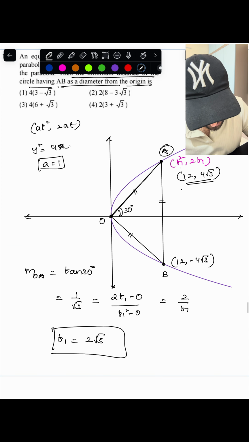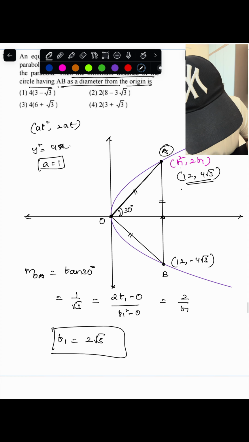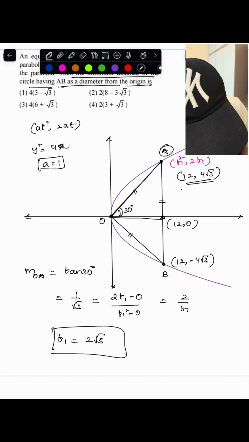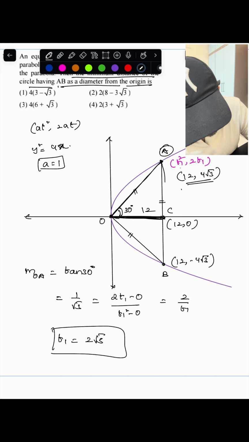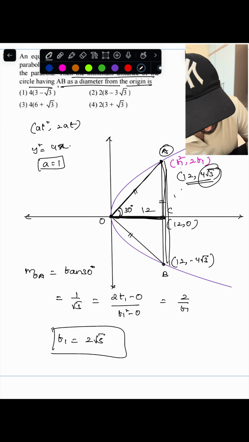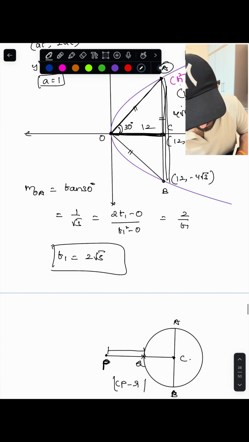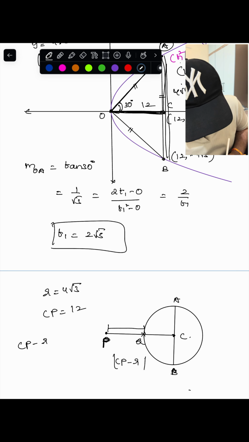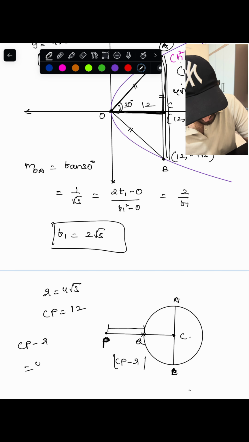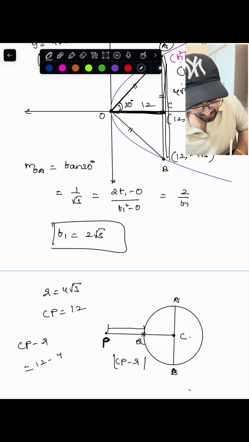CP minus R. Here this is the center, 12 comma 0. So what is this? This total is 12, so CP is 12. And R means radius, half of this. Total is 8 root 3, so this is 4 root 3. So the radius of the circle is 4 root 3. CP is 12, so CP minus R means 12 minus 4 root 3. So the answer is 12 minus 4 root 3.